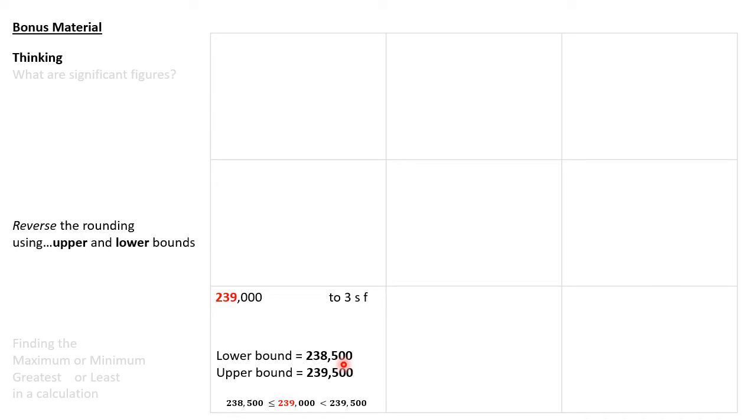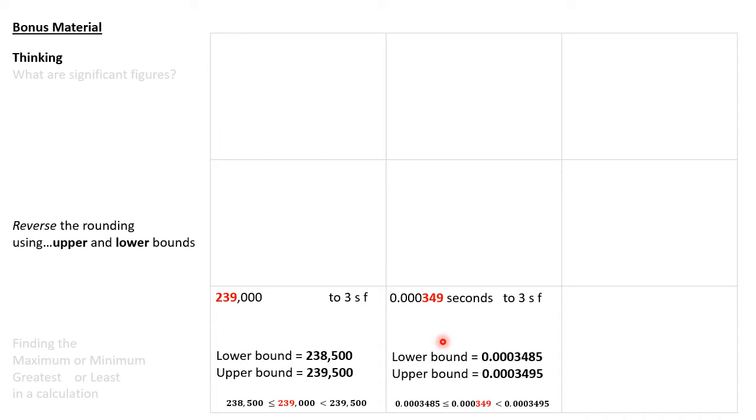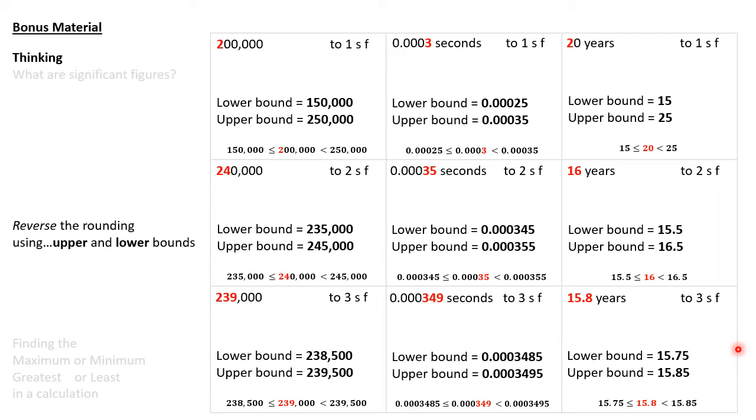Let's whiz through three significant figures then. 238,500 and 239,500 for my lower and upper bounds there. Again, going into the next column after this 9, so I'm going to have 8,5 on the end and 9,5 on the end. Think carefully about where those numbers sit. And the last one, 15.8 years, I need to go into my hundredths column and be looking at 0.75 and 0.85 for my lower and upper bounds there. There they all are. You can have a quick look at all of them.